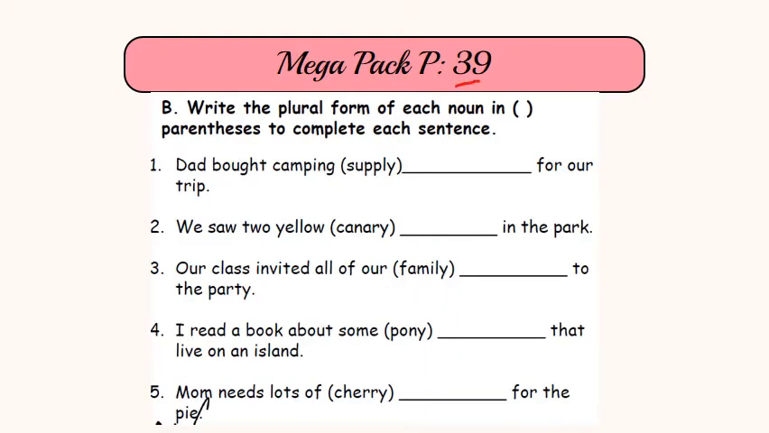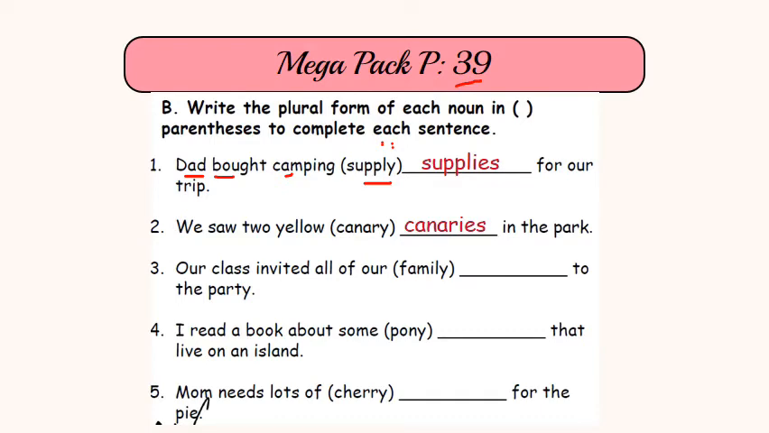Here also on page 39. Write the plural form of each noun in parentheses to complete each sentence. Dad bought camping supplies for our trip. So here I have the word supply, consonant and y, so I should make it ies. It becomes supplies. We saw 2 yellow canaries in the park. I should make the y an i, and then add es.